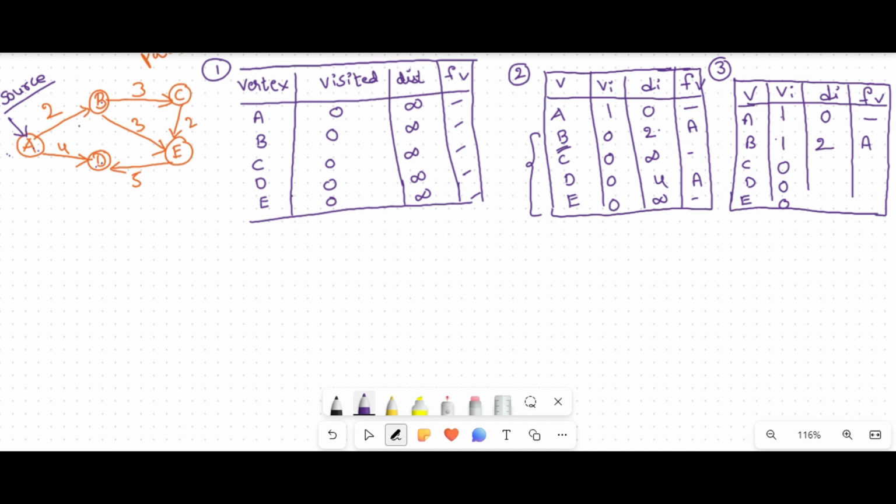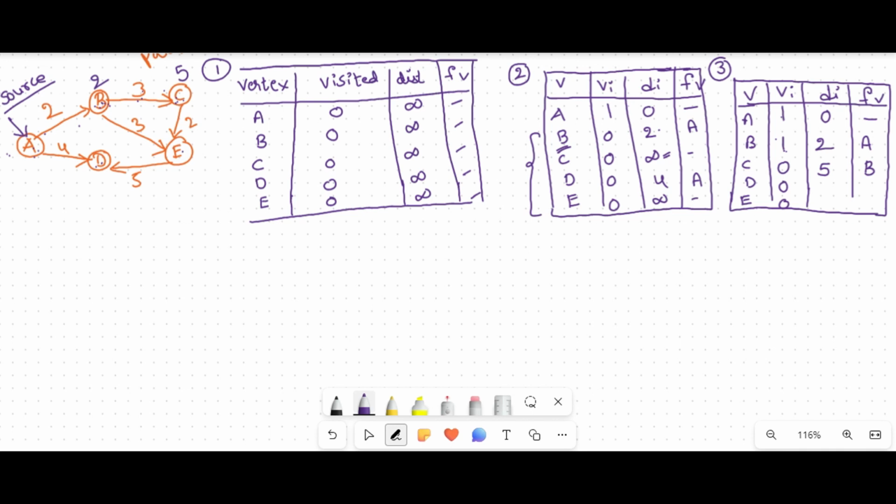Now we have visited vertex B. B vertex adjacent vertices are C and E. C, what is the distance? B to C, 3. But we have to calculate the shortest distance from A. So up to B, what is the distance? Here it is 2. B vertex already distance is 2. From B to C, the distance is 3. Totally 2 plus 3, 5 is the total distance to C vertex from the vertex A. What is the old distance? Old distance is infinity. So now the new distance is 5. From which vertex? From the vertex B.